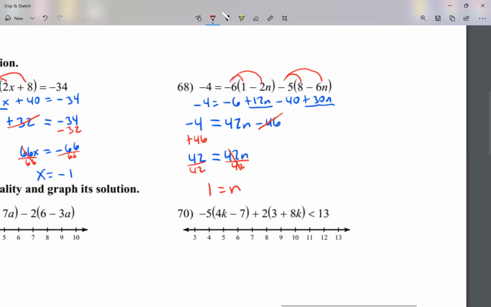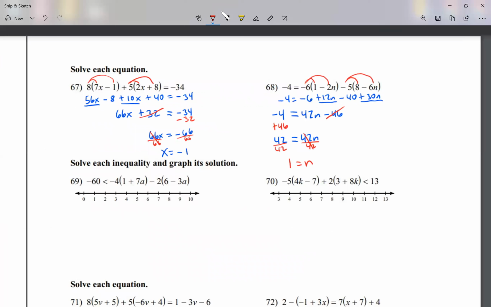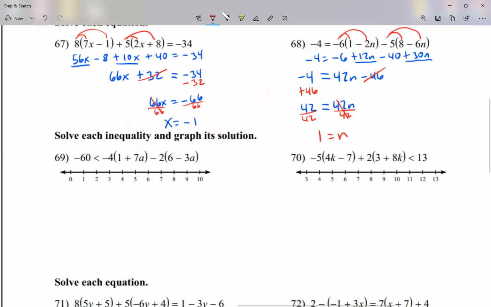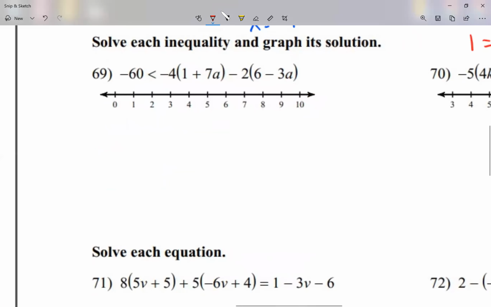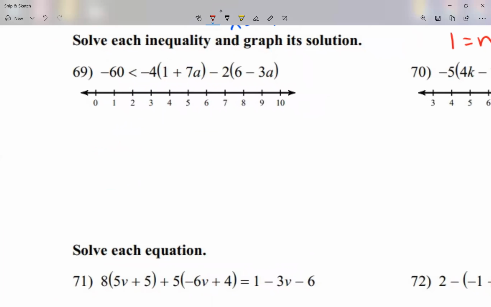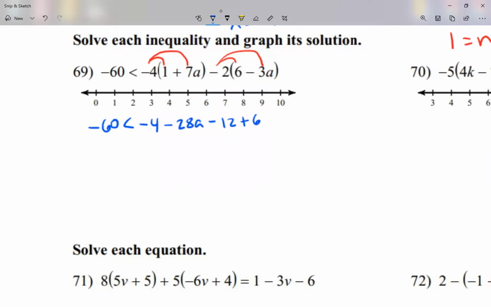When I have the equal sign, I can have the letter on the left or on the right. It doesn't matter. For inequality, it does matter. So first thing on number 69, get rid of parentheses. Multiply the negative 4 to the inside. Multiply the negative 2 to the inside. So that's going to give me, let's see, negative 60 is less than negative 4 minus 28a minus 12 plus 6a. Here's my inequality sign.